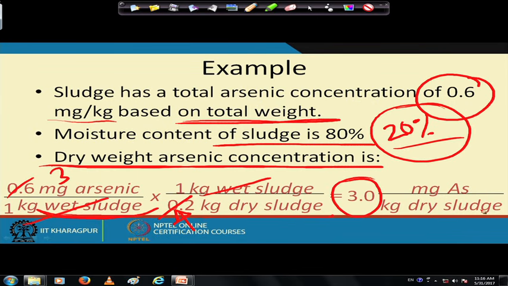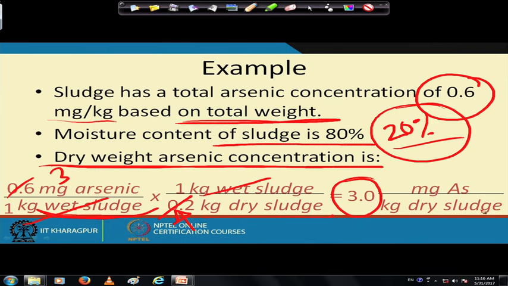Pretty straightforward, but many times I see students make mistakes here. They get confused between the moisture content and solids content, and they mess up. But this is how you convert between wet and dry. Why is it needed? Because, as I said earlier, most of the standards are based on dry weight.